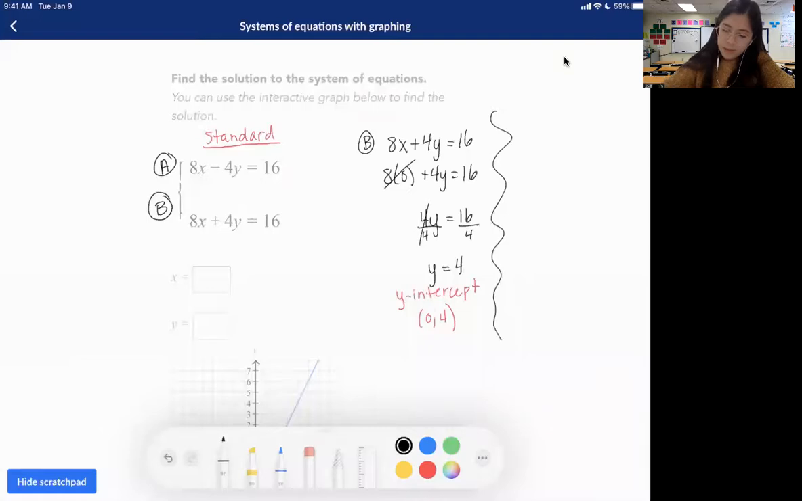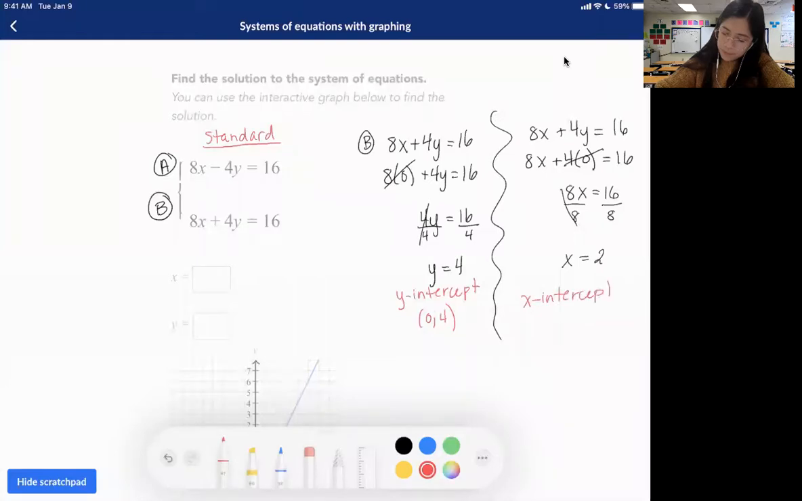Now I do it for the x-intercept. But what that means is I have to plug in a 0 for y. Okay, so I plug in my 0, cancels out. I got 8x equals 16. Divide both sides by 8. I get x equals 16 divided by 8 is 2. That is the x-intercept, 2, 0. Cool. So I'm going to be putting a dot on the +4 of the y-axis and on the +2 of the x-axis.